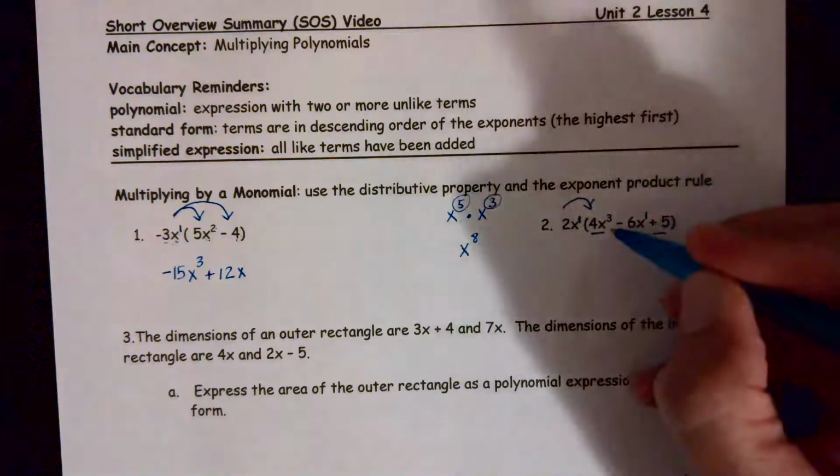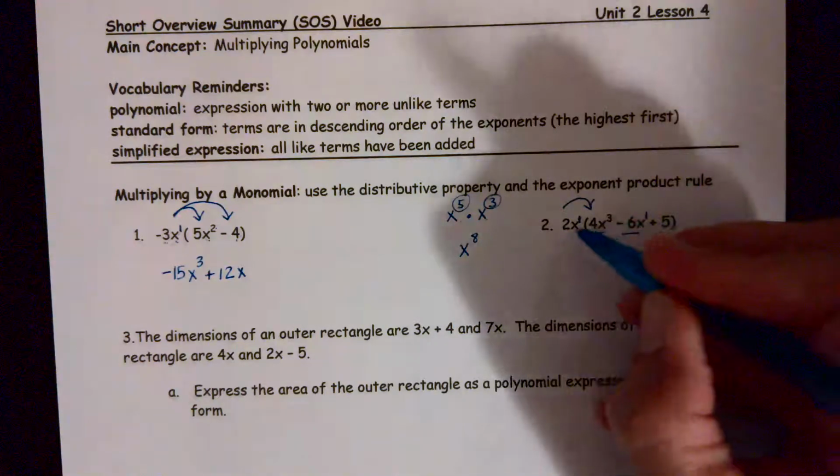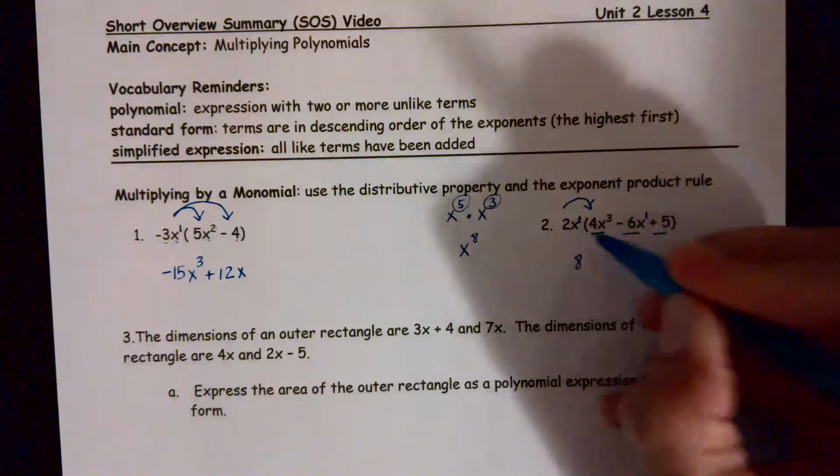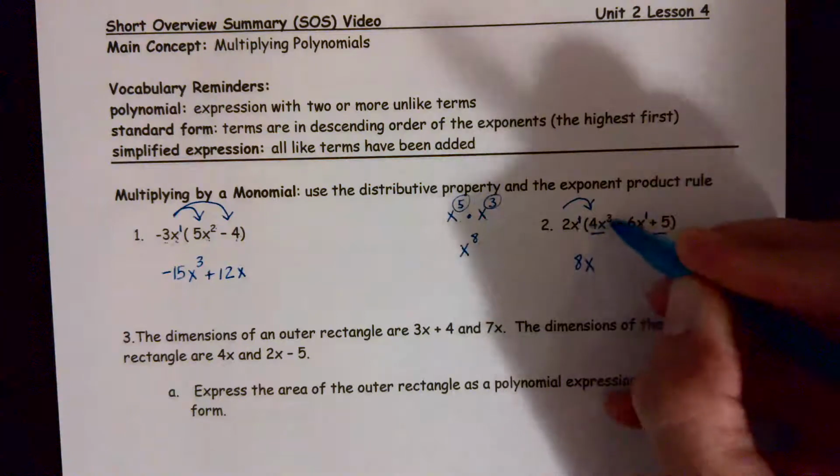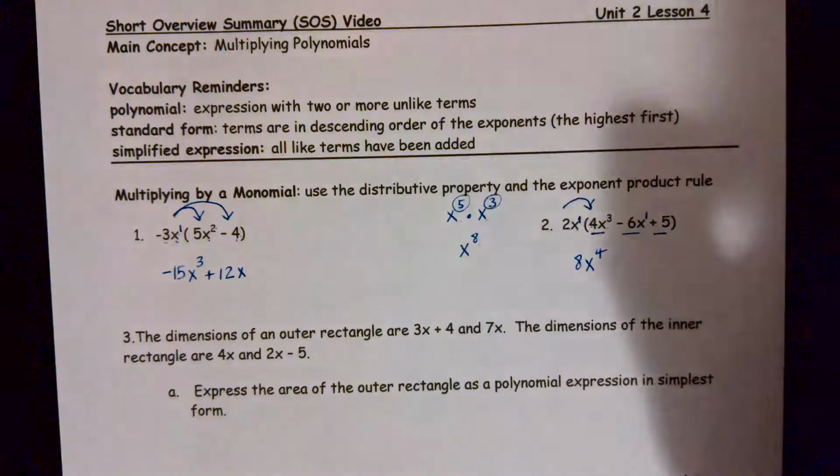So 2x to the first times 4x to the third. 2 times 4 is 8. x to the first times x to the third. I keep the base and I add my exponents.